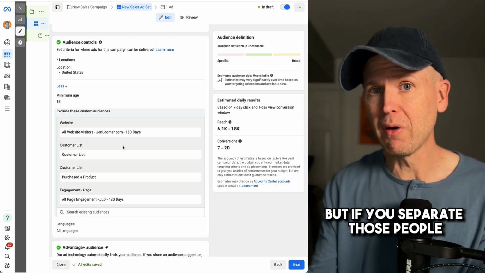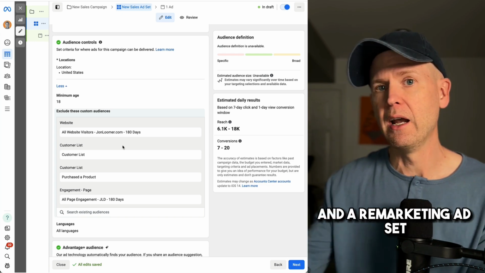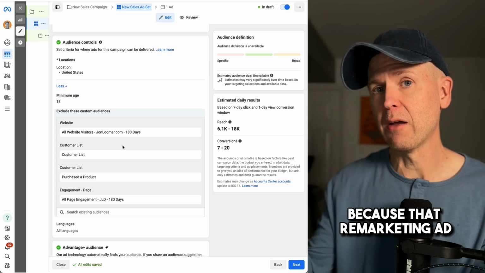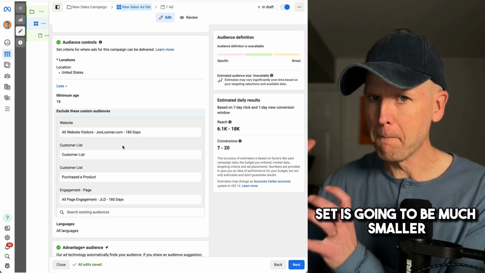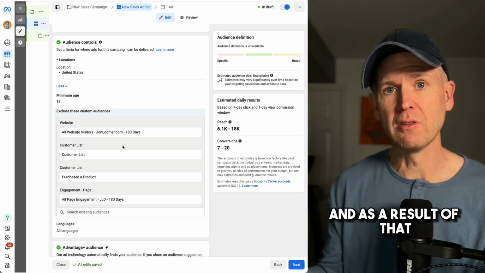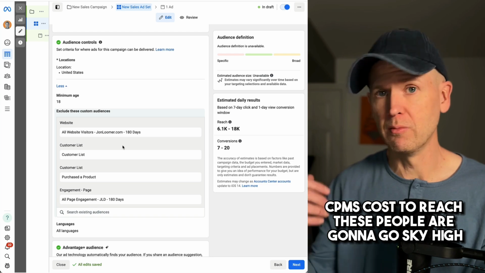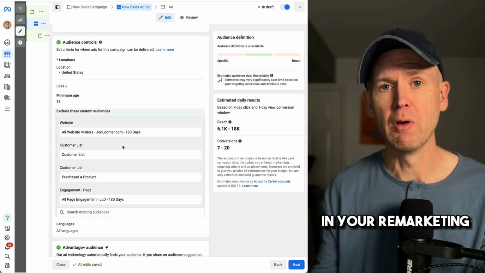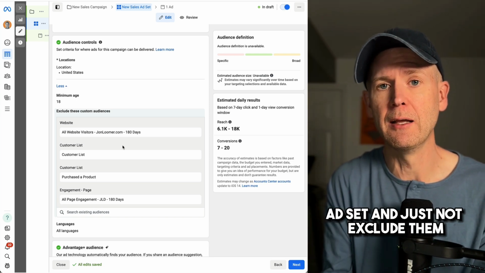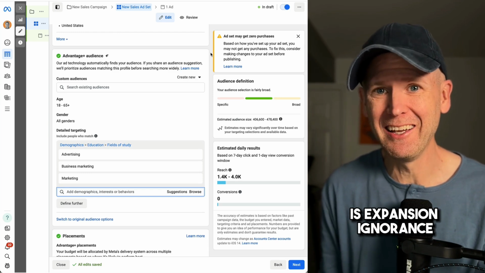But if you separate those people, which is usually what happens, they have a prospecting ad set and a remarketing ad set. What you do is you increase your costs because that remarketing ad set is going to be much smaller, much more restrictive. And as a result of that, frequencies, CPMs, costs to reach these people are going to go sky high in your remarketing, where you could have just included them in the initial ad set and just not exclude them.